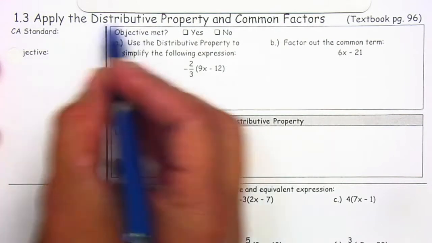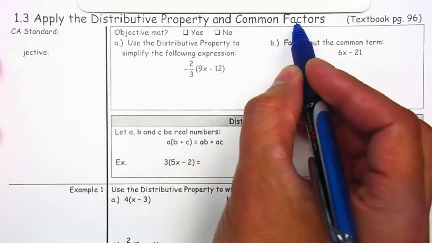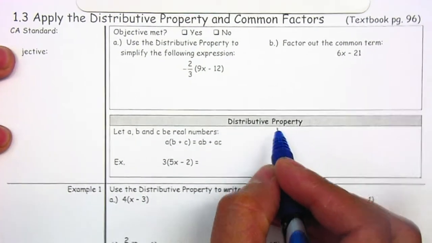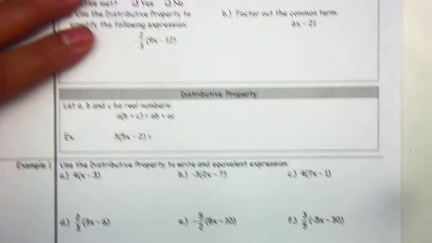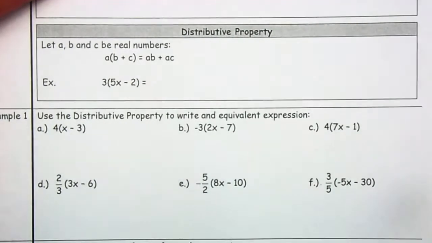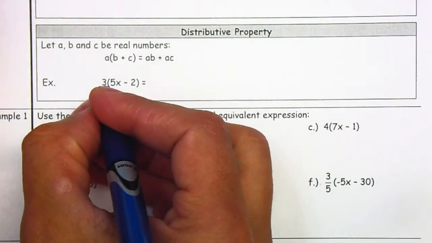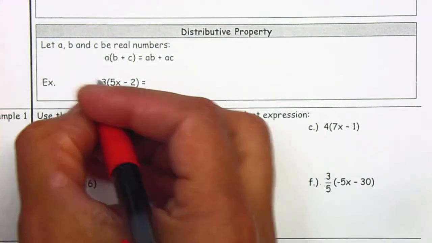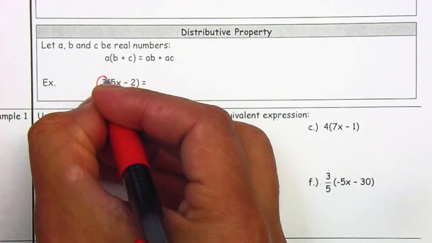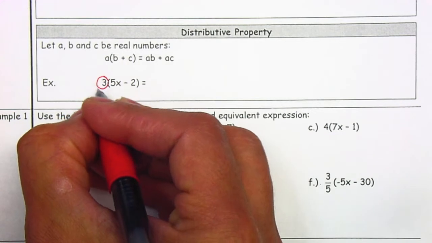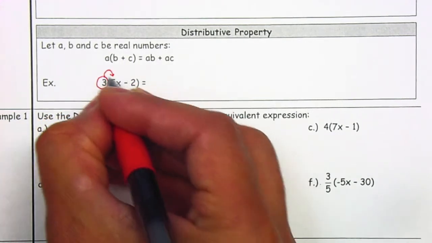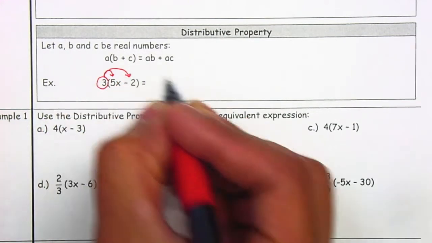We are applying the distributive property, and we're also going to be taking out the common factors. The distributive property will tell us that if we have a number multiplying outside and we have a binomial inside, we can use the distributive property to simplify, so we can multiply the 3. And I need you guys to circle the 3 in red. We're going to multiply the 3 times the 5x and the 3 times the negative 2.